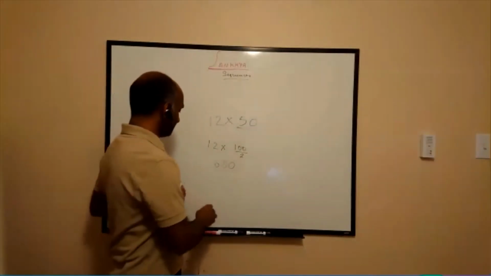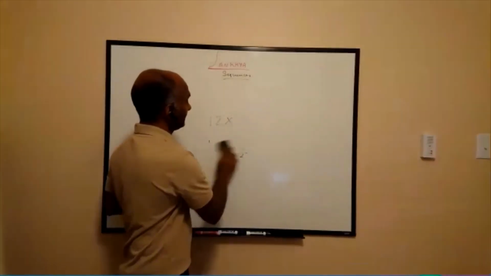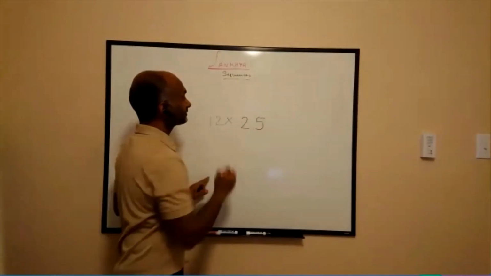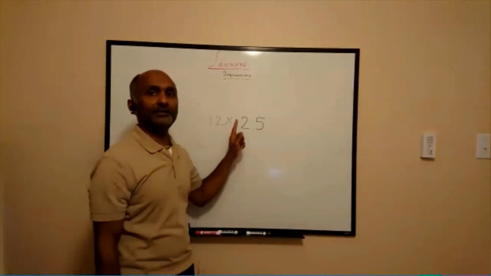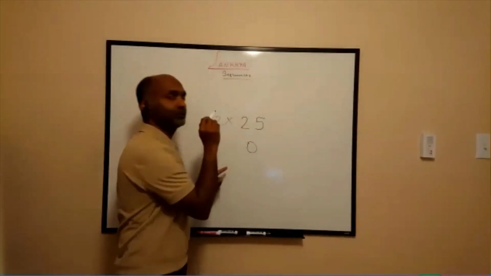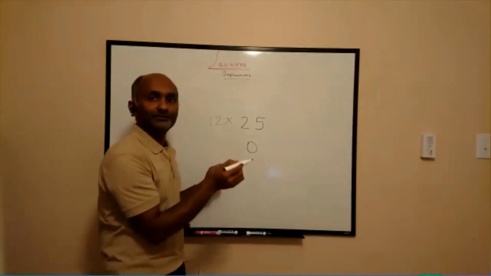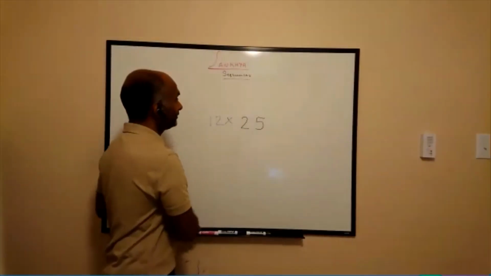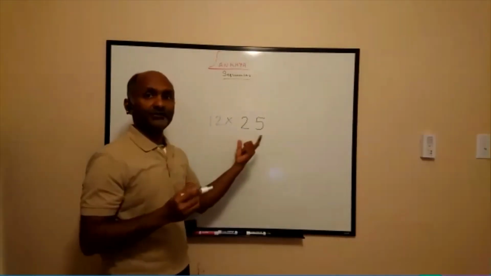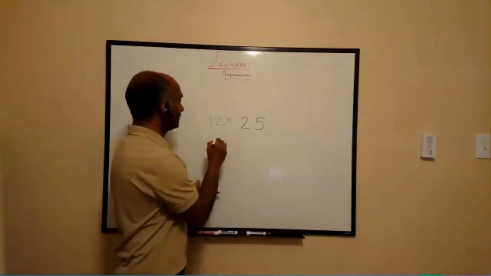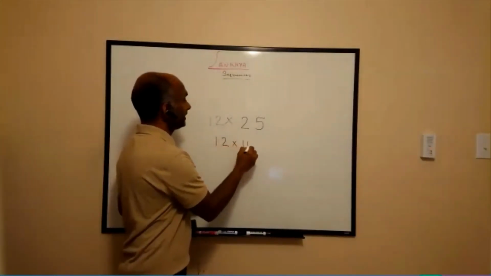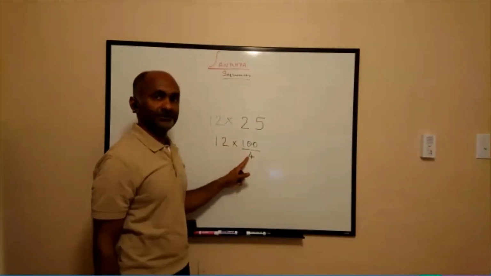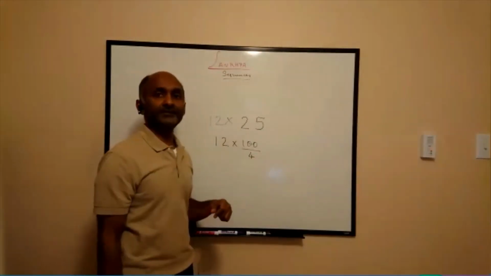And for example, if it is 12 times 25, now we can do 12 times 5, 0, 6, 12 times 2 plus 6, and all that. Instead of that, 25 is 100 divided by 4. So 12 times 100 by 4. And then again divide first. So that is 3, and then 300. Simpler.